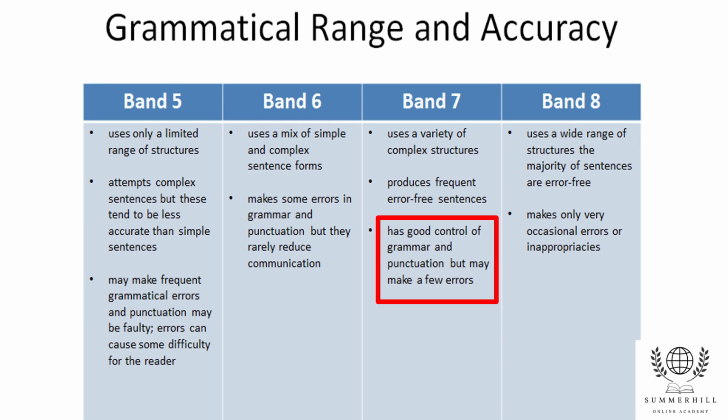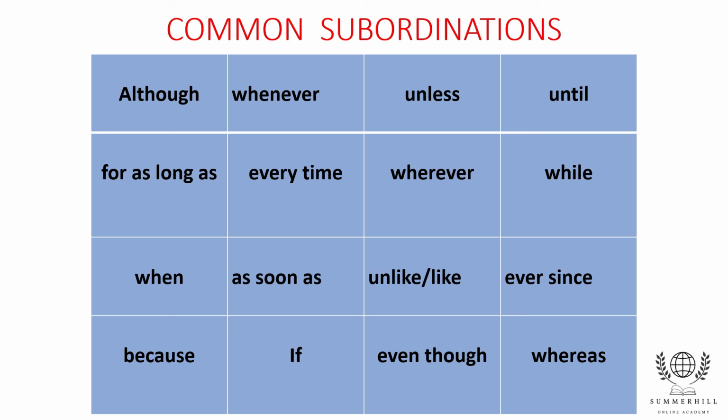So again, for us to get at least a band 7 in grammar range and accuracy, we have to have a good control of both grammar and punctuation. And we can still make a few mistakes in a band 7, but we have to make fewer and fewer mistakes and produce more variety of sentence structure for a minimum of band 8. And the best key to do that is to learn how to use and properly punctuate common subordinations. Words like although, even though, until, when, and while, and if. These subordinations also create varieties of sentence structure.